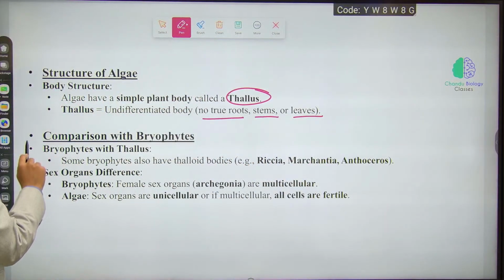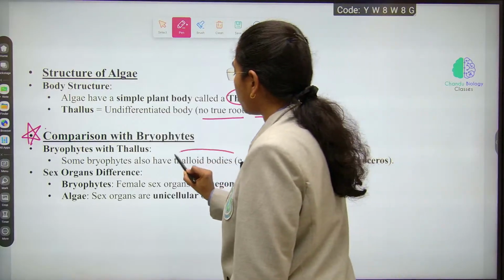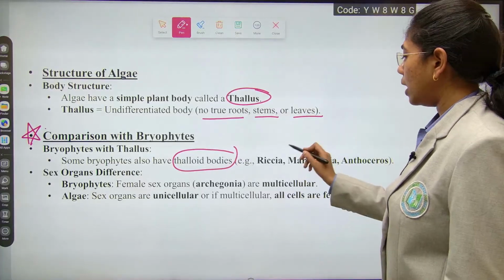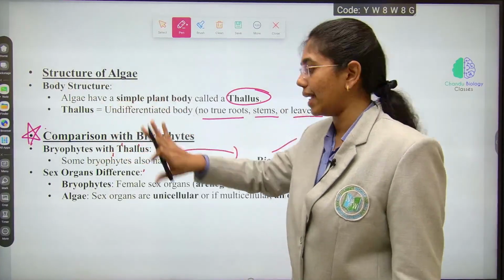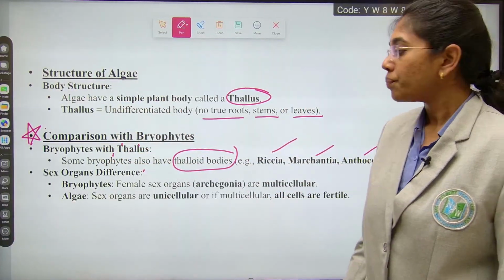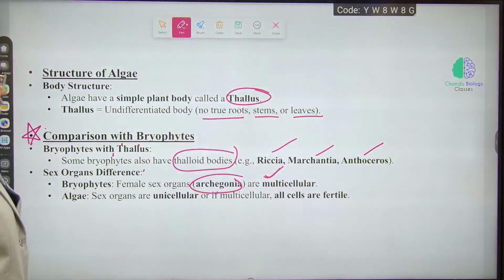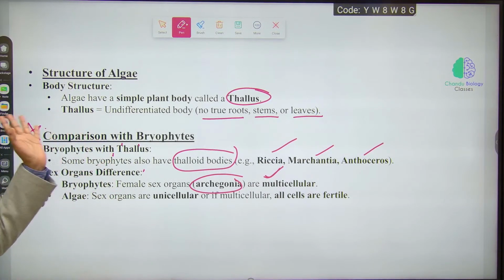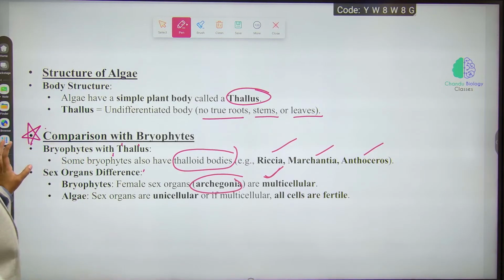And comparison of this with bryophytes. Some bryophytes also have thalloid bodies, for example Riccia, Marchantia and Anthoceros. This is the comparison of a few bryophytes with algae. Sex organ differences: the bryophyte female sex organ is archegonia and it is multicellular, whereas algal sex organs will be unicellular and all the cells will be fertile in the algae. Clear till here? Any doubt anywhere? Now we will move on.